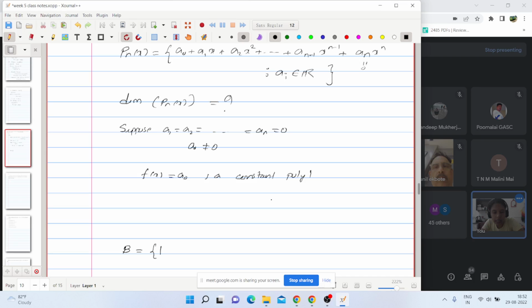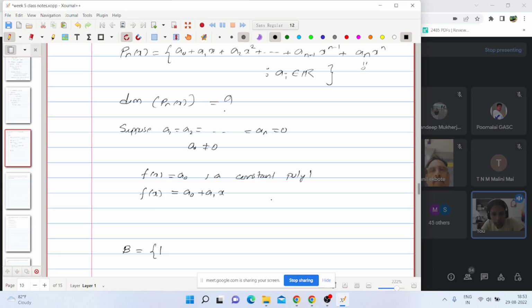Now I am taking a2, etc., up from a2 to an, all are 0. That means f of x is a0 plus a1x, with a0 and a1 non-zero. That is a polynomial of degree 1. Of course, this f of x is also in Pn of x. Here this a0 we can generate by this 1. That means we can write it as a0 into 1 plus a1 into x. So we are generating this polynomial with 1 and x.